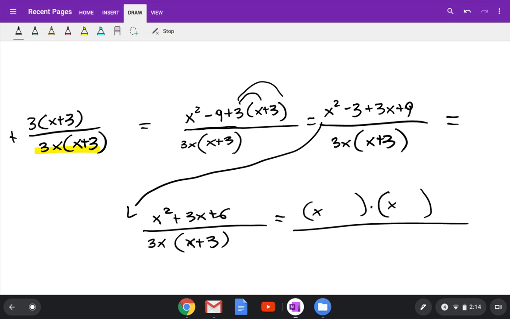Hey, hold on. Oh, I messed up here. It should be x squared minus 9.